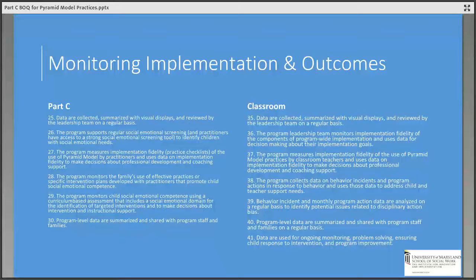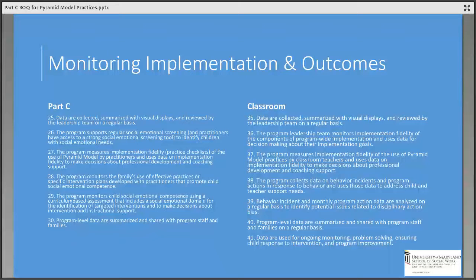The program measures implementation fidelity, using a practice checklist. So that is the benchmarks of quality, and then Kate mentioned the inventory of practices, which again is forthcoming in the upcoming months. It's being updated at the national level right now. But that really allows individual providers to just do a checklist of, am I doing this, am I doing this? It's a sort of self-check.